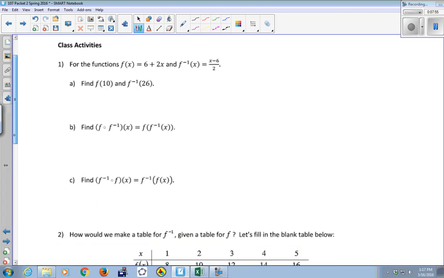So I'm going to have you do a bunch of stuff with inverses in your activities, and you're going to be discovering a lot of stuff. So let me know if you have questions.